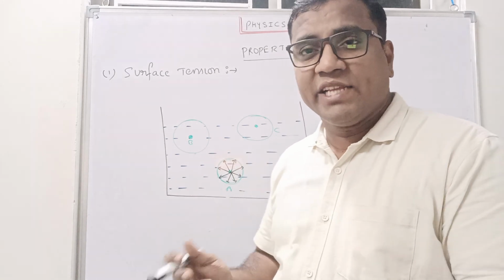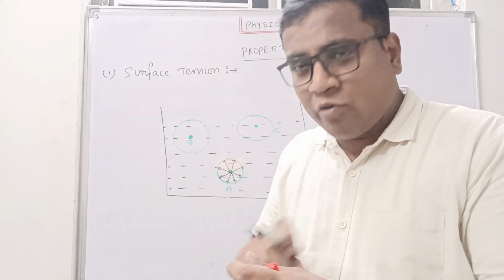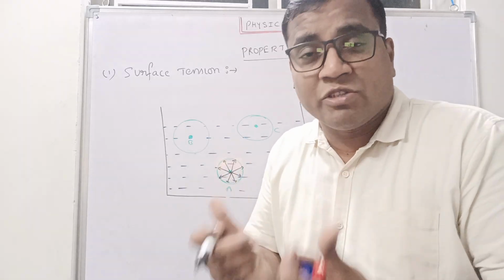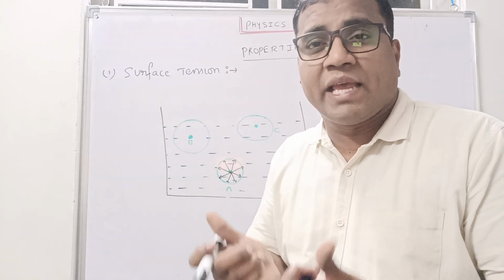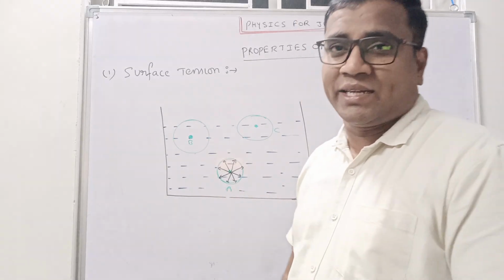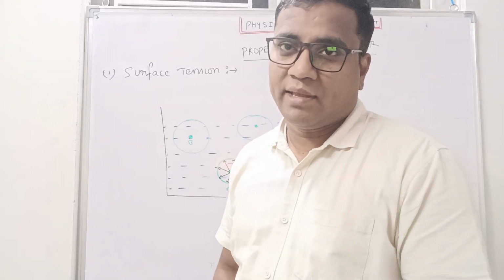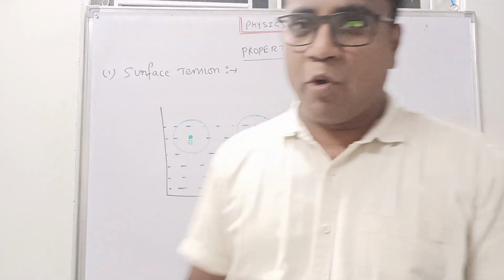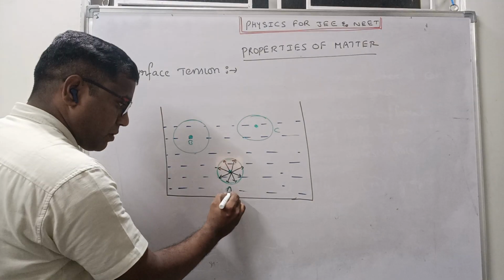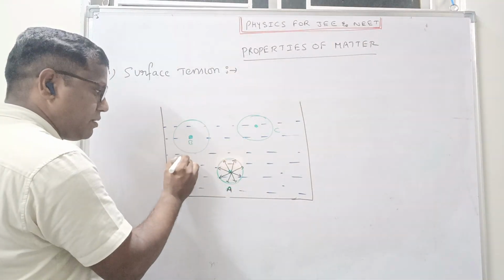Why? Because it is inside the liquid. Throughout its surroundings, same type of molecules are there, so the same force will be exhibited. When the same force is exhibited, the net force acting on this particle is 0. Clear? Now see the point B. This one is A and this one is B.